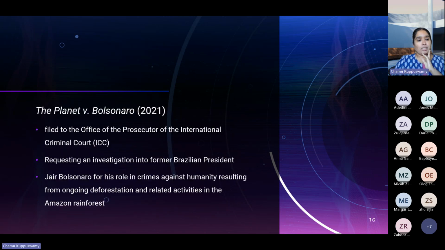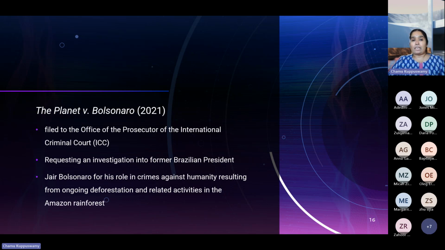The Planet and Bolsonaro. Before you get too excited, the planet is not really the Earth somehow representing itself. It's a non-governmental organization that rights-to-nature advocates, etc. So that's just party A against Bolsonaro. So this was in 2021. Look at how the cause of action has been shaped. Very interesting and very off the wall, very, very different.